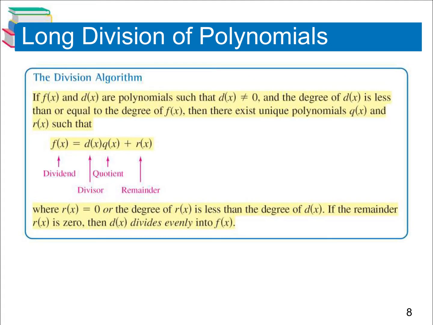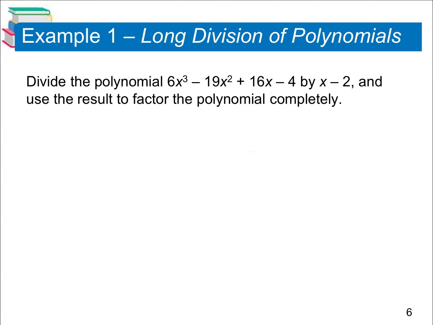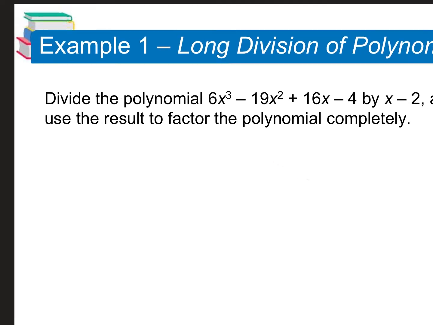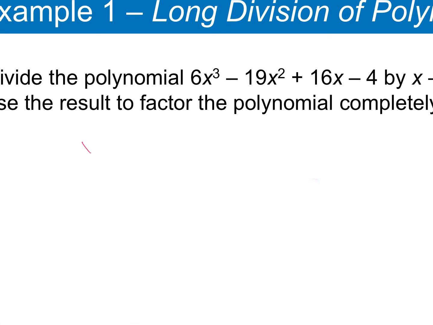But if we look at the first example, we are dividing 6x cubed minus 19x squared plus 16x minus 4 by x minus 2. So that x minus 2 is what's going to go on the outside. Your 6x cubed minus 19x squared plus 16x minus 4 is going to go on the inside. We said that all powers are represented, so we don't have to add anything in.